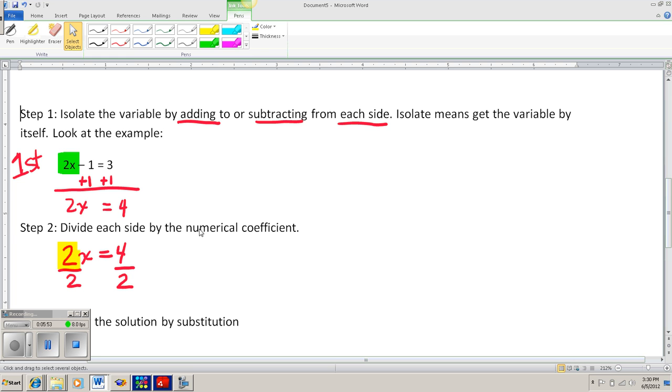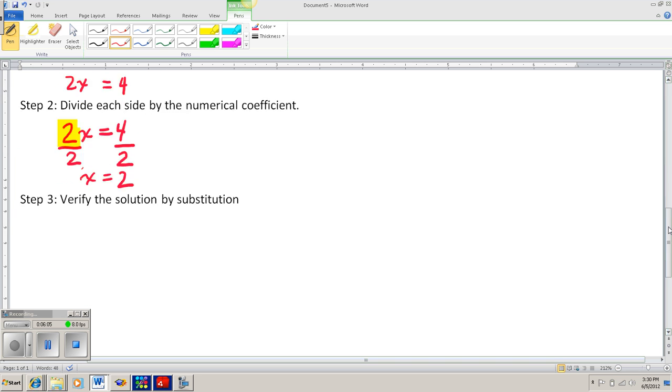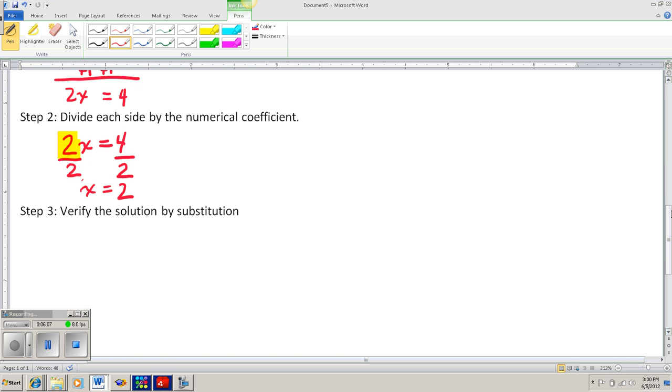And so your answer is then going to be x. And then 4 divided by 2, or 4 halves, is 2. So we have a solution, x equals 2. So you always want to verify your solution. Verify the solution by substitution.